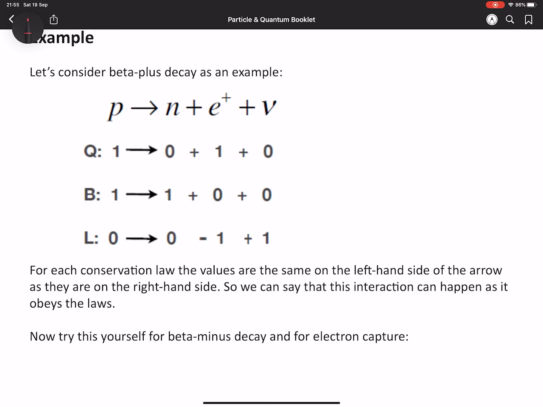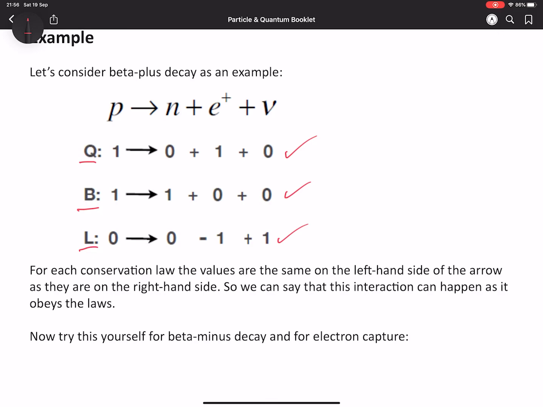Now looking at this example, we have beta plus decay, which as we know is a weak interaction. What I would normally do is below the equation, I would have rows Q, B, and L, where I can represent the values for the charge numbers, baryon numbers, and lepton numbers for each particle above. So following this through, the charge of a proton is 1, which then becomes no charge from the neutron, plus 1 from the positron, and 0 from the neutrino. So it's conserved, 1 on each side.